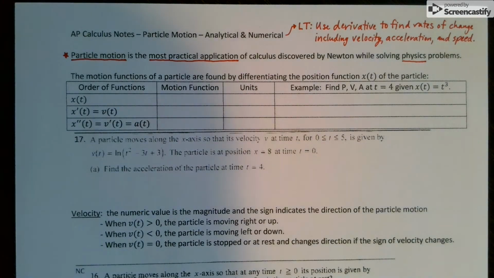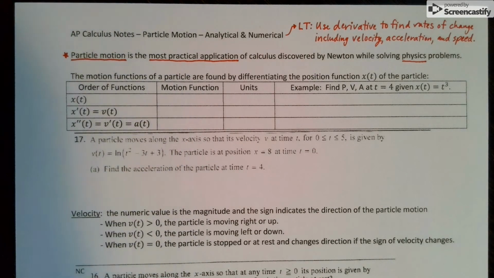Well, believe it or not, we've learned all of our derivative rules that we need to learn for AP Calculus, and we just have one more area of derivative applications that we need to learn about, and that is particle motion. Particle motion is the most practical application of calculus, and we believe that Sir Isaac Newton discovered calculus while he was solving physics problems.